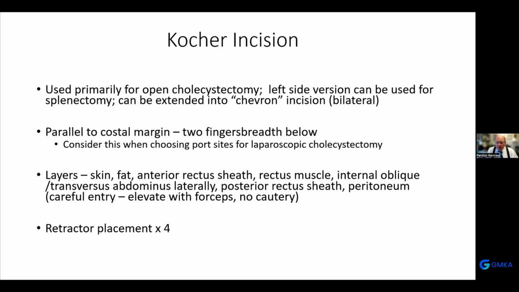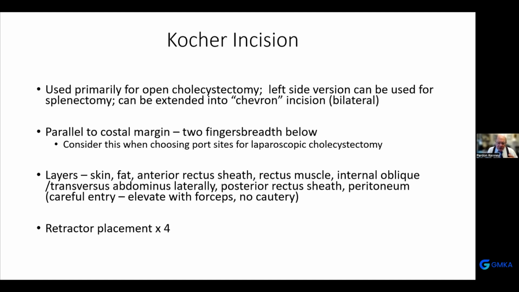The next one is the so-called Kocher incision, named after, of course, Theodor Kocher, who has a lot of things named after him: the Kocher maneuver, the Kocher clamp. The Kocher incision is used on the right side primarily for open cholecystectomy. You can do it on the left side, and it can be used for splenectomy. And in some cases, you can extend it on either side into what's called a chevron, so that you can essentially make one on either side and have them meet in the middle. Some surgeons prefer that for pancreatic surgery, for example.